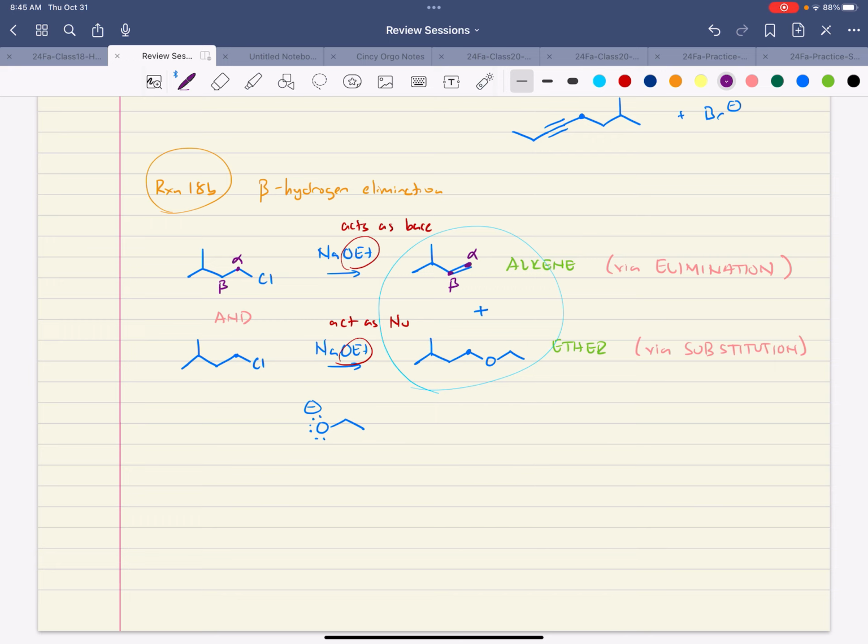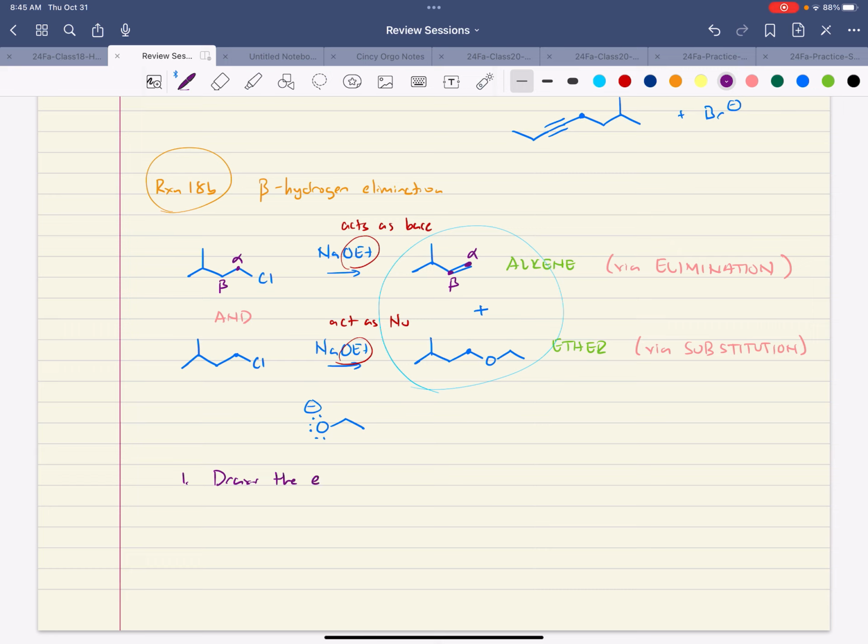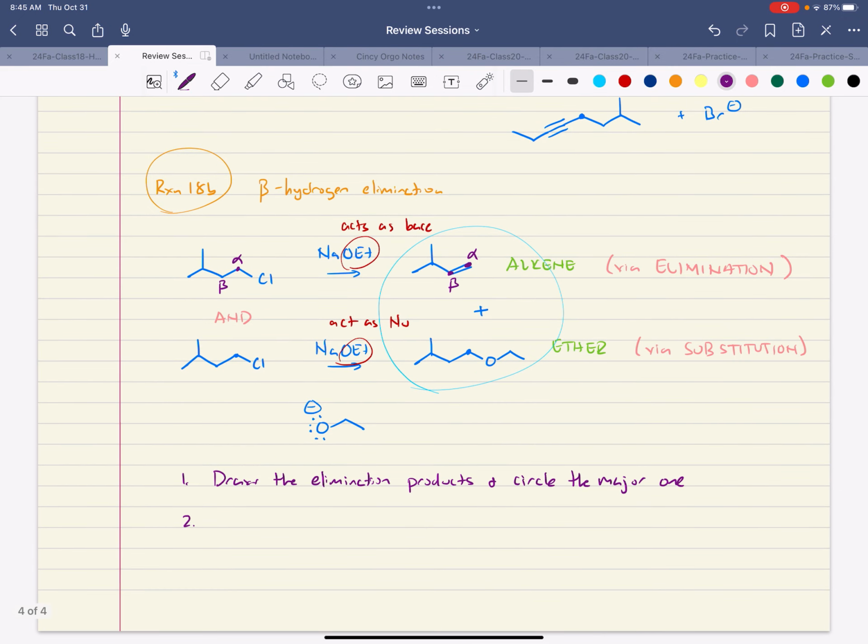I will explicitly say what I want. So a lot of times you'll see something like this. Draw the elimination products and circle the major one. For the same reagents, I may ask you for the substitution products. And so here, draw the substitution products. Or product.